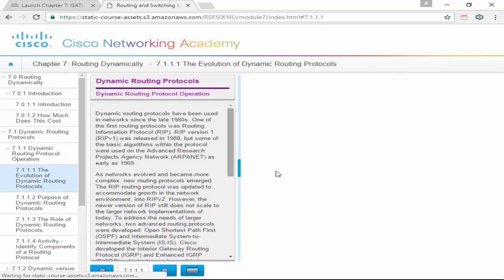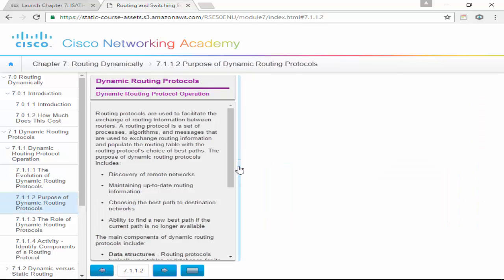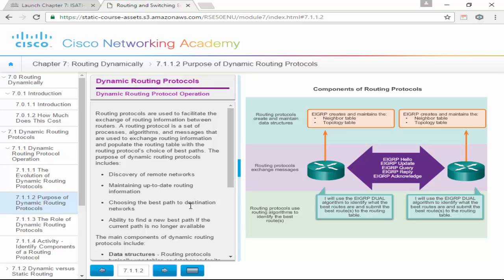This is very interesting, this chart right here, on the evolution of routing protocols. I suggest you guys look at it. Anyways, what do routing protocols do, right?